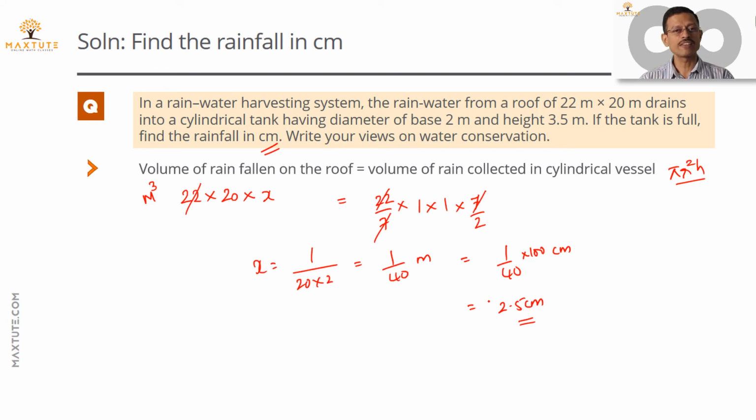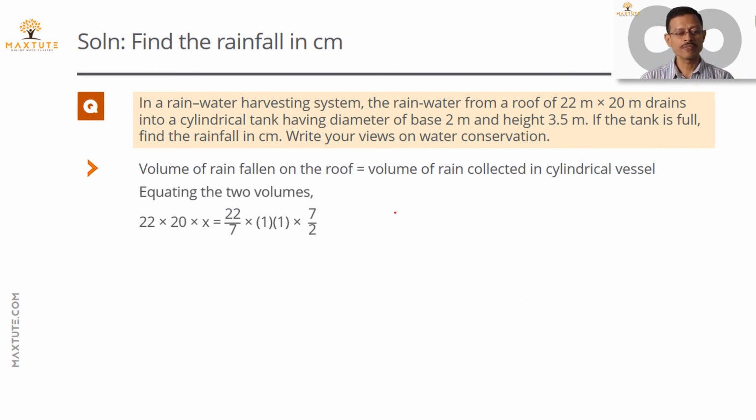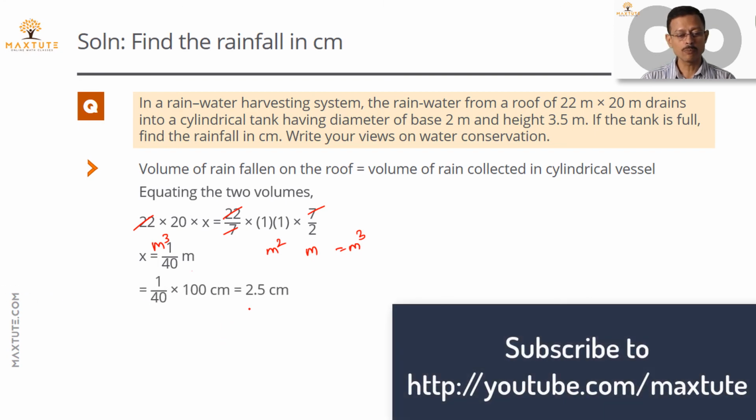Let's quickly do this last bit of the calculation in a printed form and then look at our views on water conservation. Equating the two volumes: 22 into 20 into x, all of this in meters, so the volume is going to be in meter cube, is equal to 22 by 7. R and R are in meters, height is also in meters, so m squared into m, the volume will become meter cube. So units match. Divide both sides by 22. 22 gets cancelled with 22, 7 and 7 get cancelled. So x is equal to 1 by 40 measured in meters, which is equal to 2.5 centimeters.